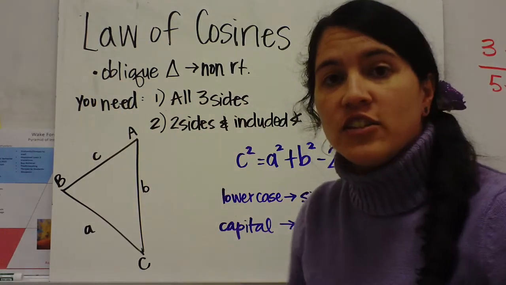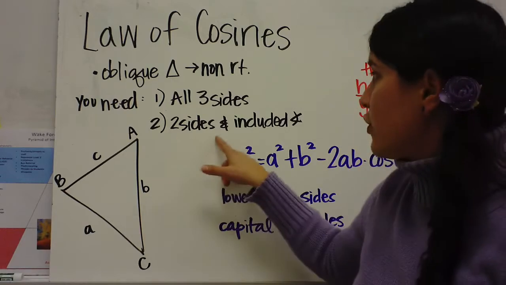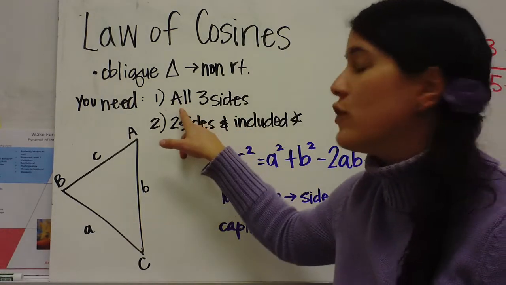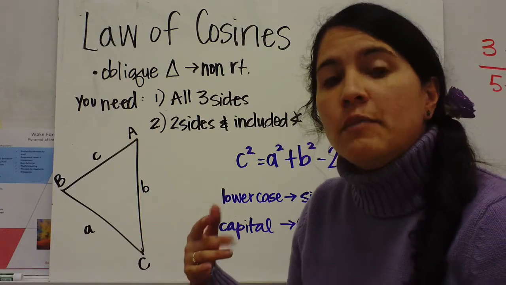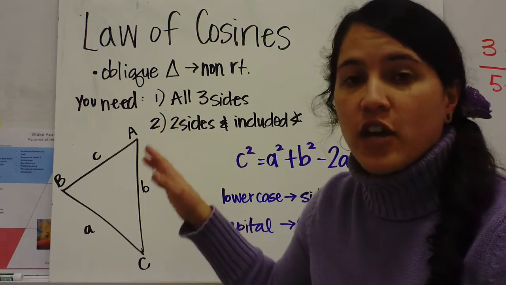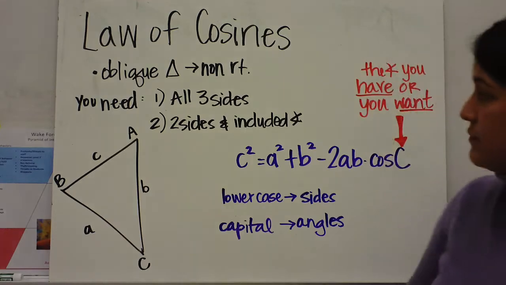For the law of cosines, you need two sides and an included angle. So if you have two sides and an included angle, but also if you have all three sides, if they do not give you any of the angles, but you have all three sides, you can use the law of cosines. Here is the law of cosines.